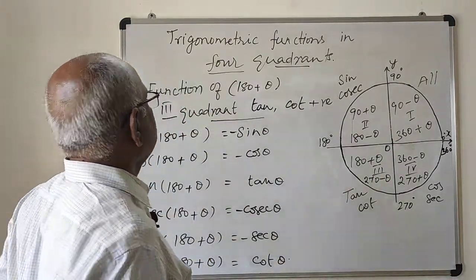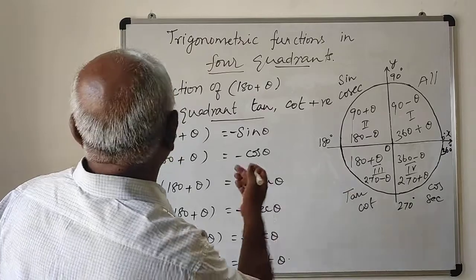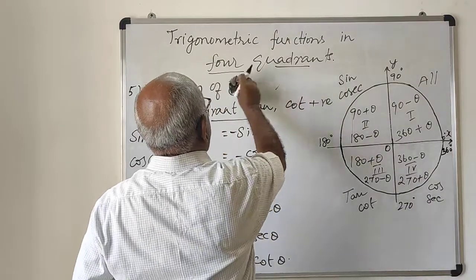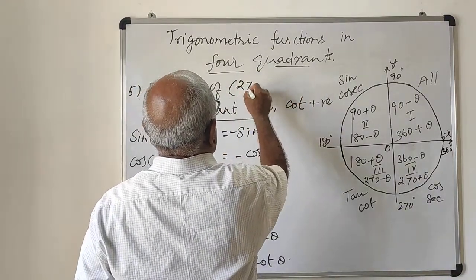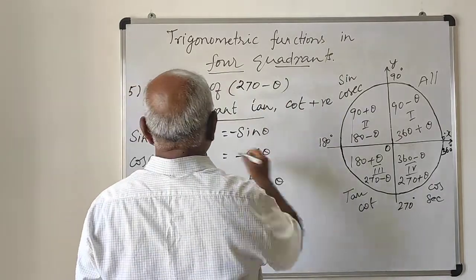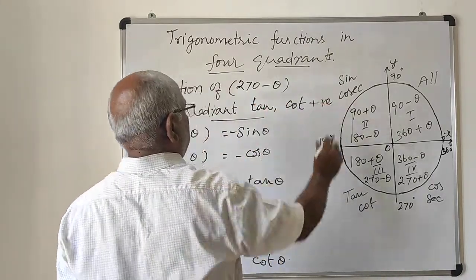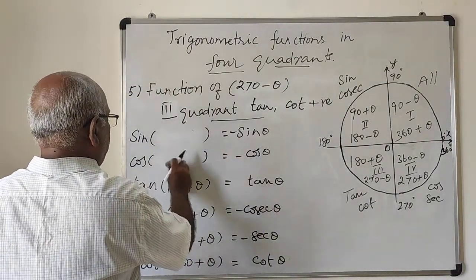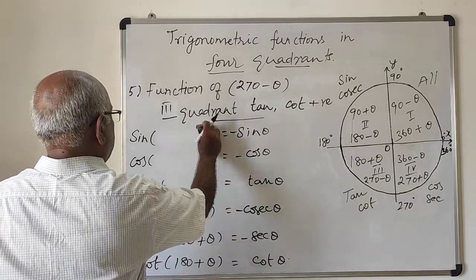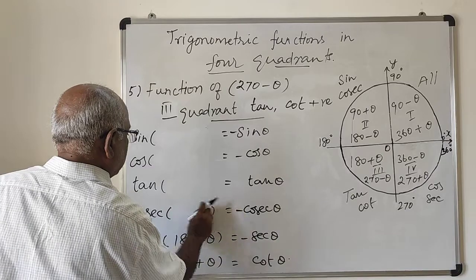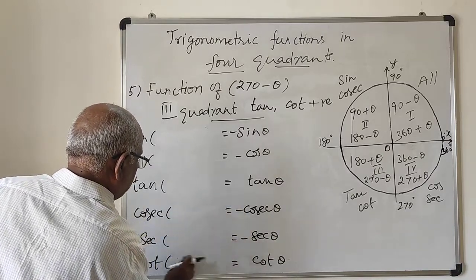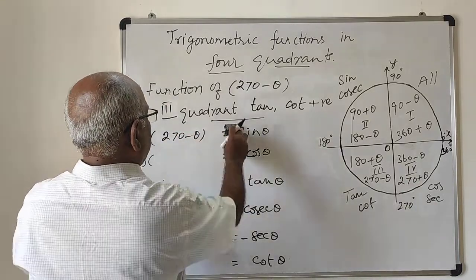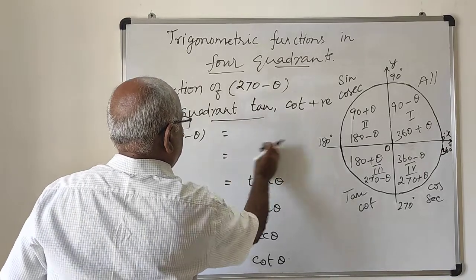This is 180 plus. Fifth one, 270 minus. Function values of 270 minus theta. 270 minus theta is also third quadrant. In this third quadrant, tan and cot are positive. So 270 minus theta we will see one by one. Sin 270 minus theta. You don't know the answer. See one by one.